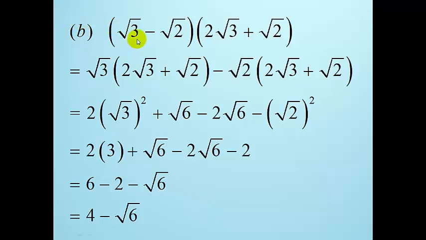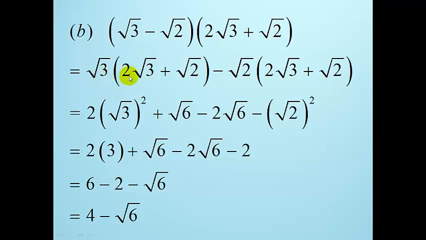Now B. (√3 − √2)(2√3 + √2). Now we are going to expand. So √3 will multiply the second bracket, and −√2 will also multiply the second bracket. In doing that, we have √3 times (2√3 + √2) minus √2 times (2√3 + √2).